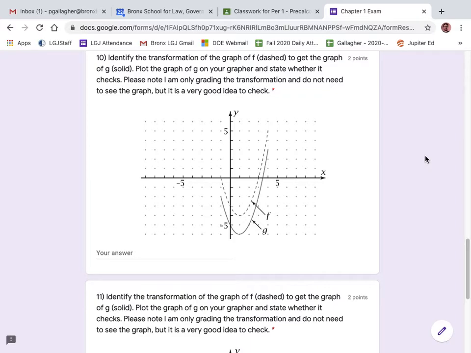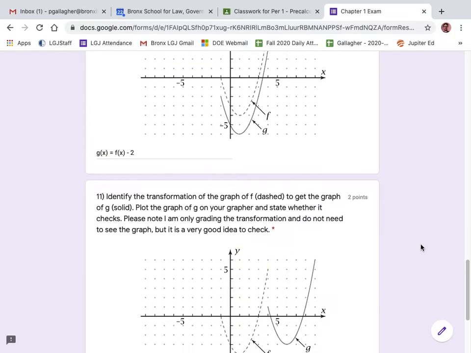This one, we have a translation. None of the roots are the same, so that tells me it's not a dilation. The general shape stayed the same, so it's not a dilation. So it's a translation. It just shifted 2 down, so I can say g of x is equal to f of x minus 2. Because it's vertical, it's outside.